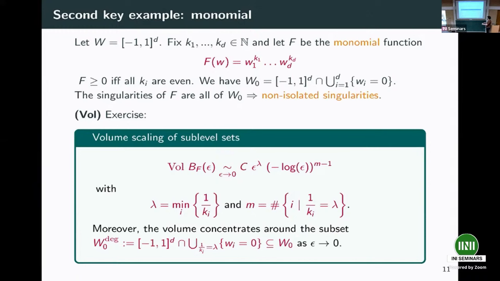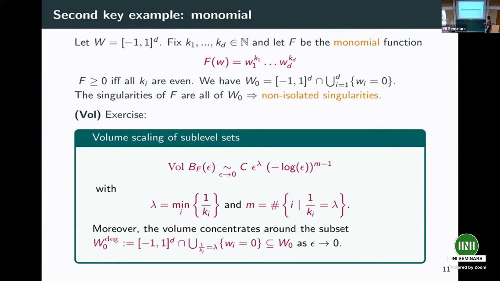And I do need a cutoff to make this volume finite in general. But if you do this cutoff and look at the asymptotic behavior when epsilon goes to zero, you get the following: a constant times epsilon to the lambda times minus log epsilon to the m minus one. And so what are these lambda and m minus one? Those are kind of the star of the show. For this section, it's really these invariants that we're interested in.